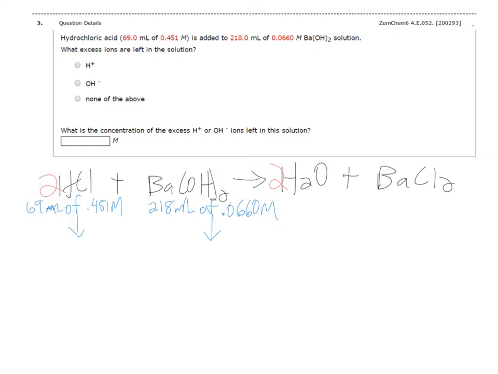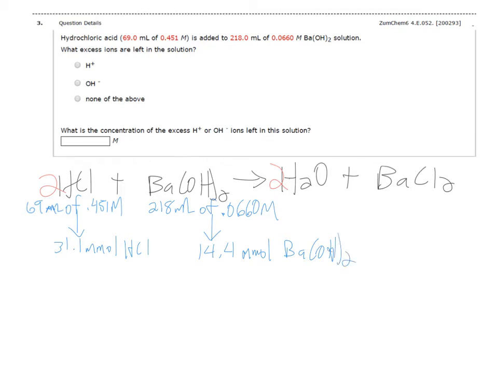And it's easy to work with millimoles because you don't need to convert from milliliters to liters, just multiply. So 69 times 0.451 gives 31.1 millimoles of hydrochloric acid, and 218 times 0.066 gives us 14.4 millimoles of barium hydroxide.